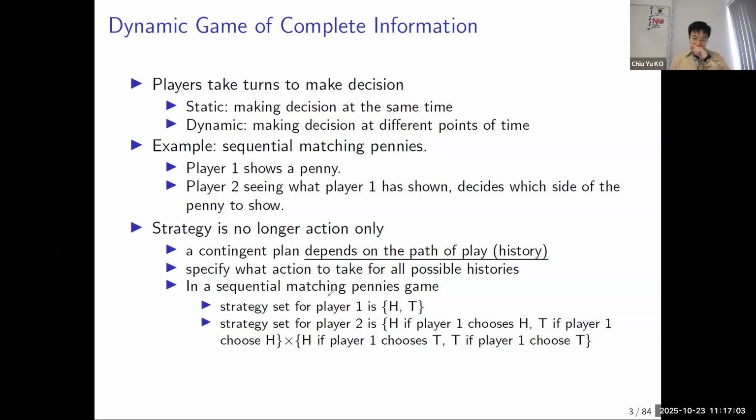So in this matching pennies game, player one can only choose head or tail, because he can only show head or tail. But player two is more complicated. Player two has to choose: if player one is head, what do we do? If player one is tail, what do we do? So under head, he has to choose one of them, head or tail. Under tail, player two has to choose whether head or tail. So instead of two, it's four. It's contingent on what may have been done by player one.